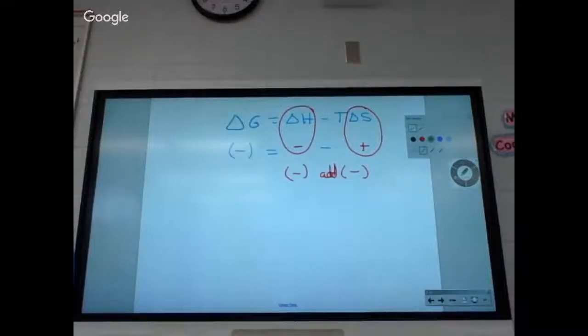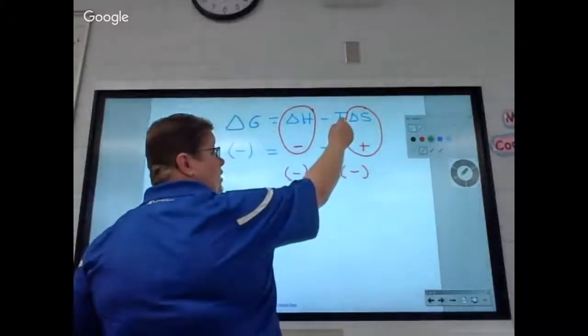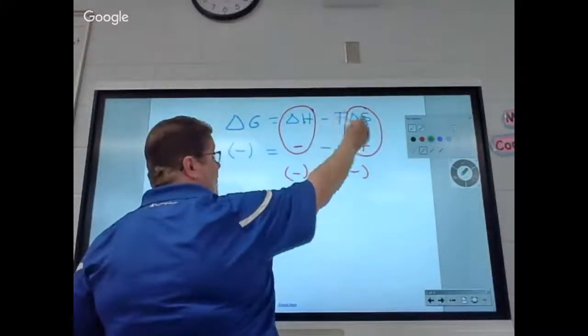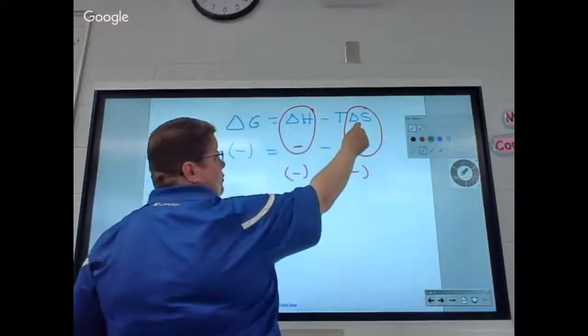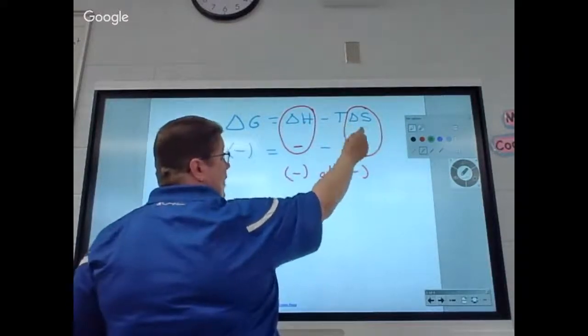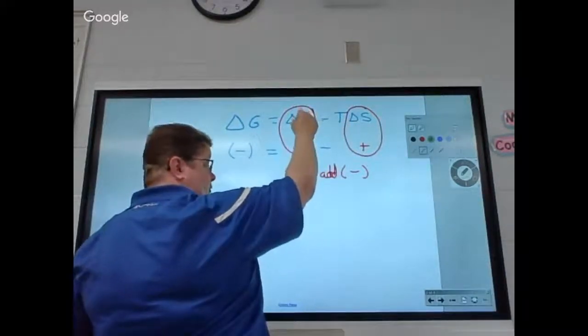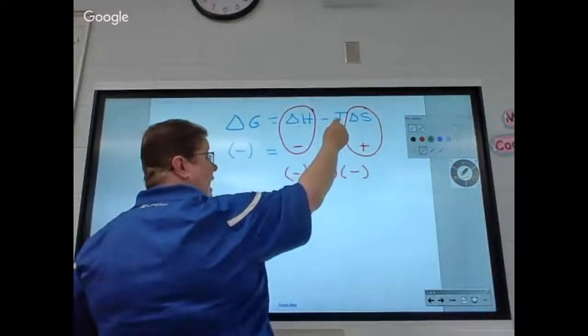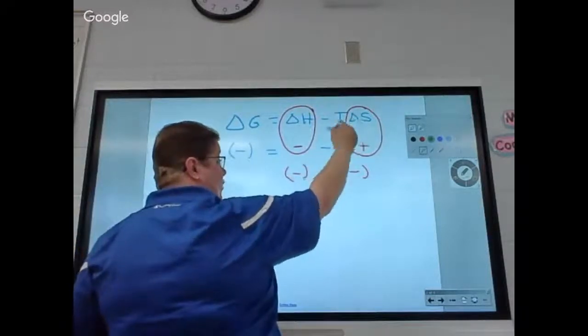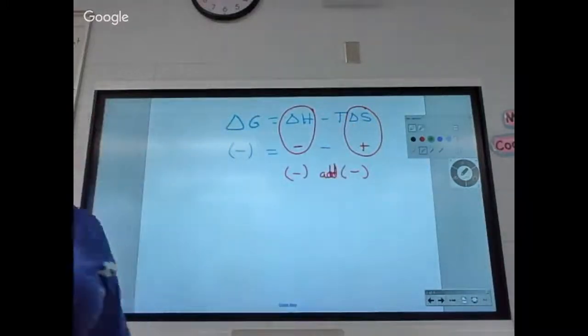A low temperature favors which of these values? If this temperature is low, which one of these numbers is going to be a bigger factor? Well, if this is a small number, this is going to be a smaller quantity, so it's going to favor delta H, so it's going to favor enthalpy. But if temperature is high, it's going to make this a bigger number, so it's going to favor entropy.